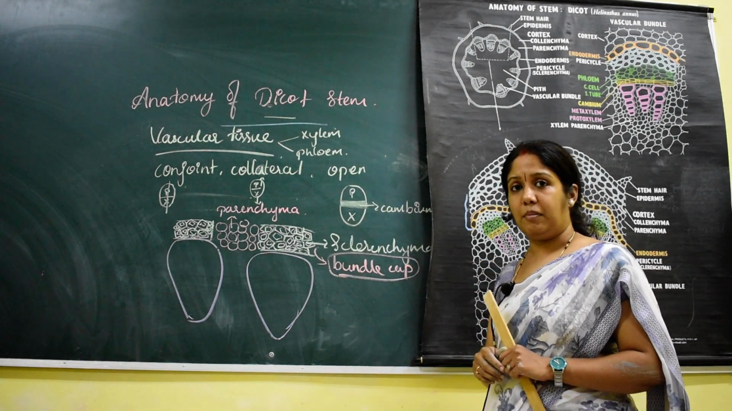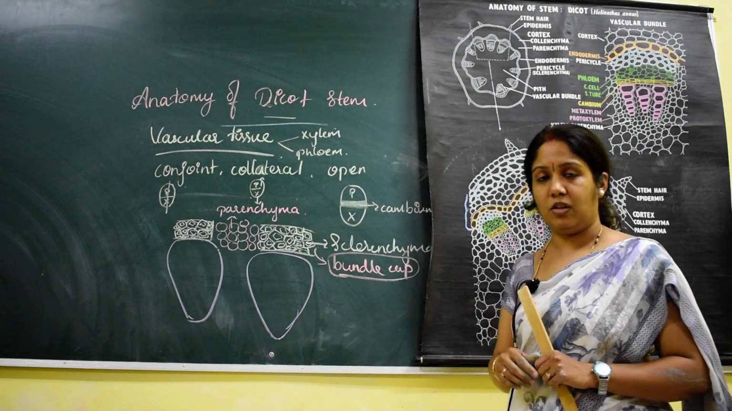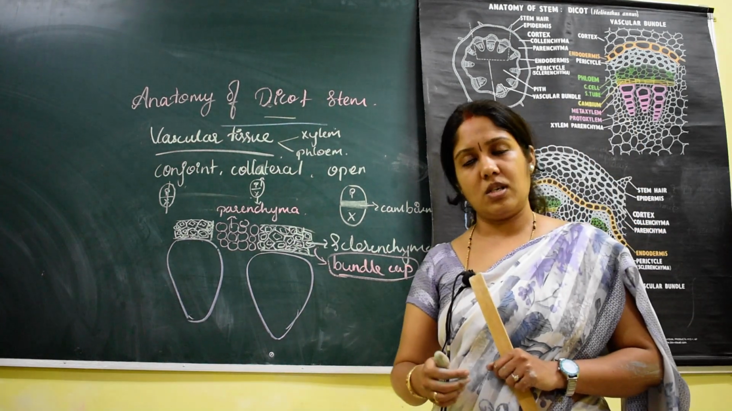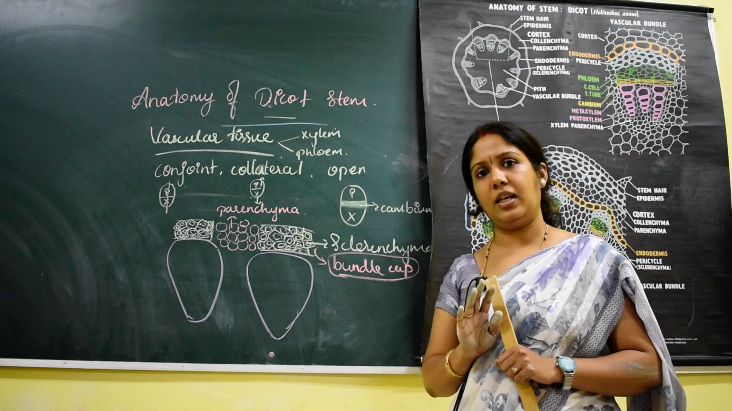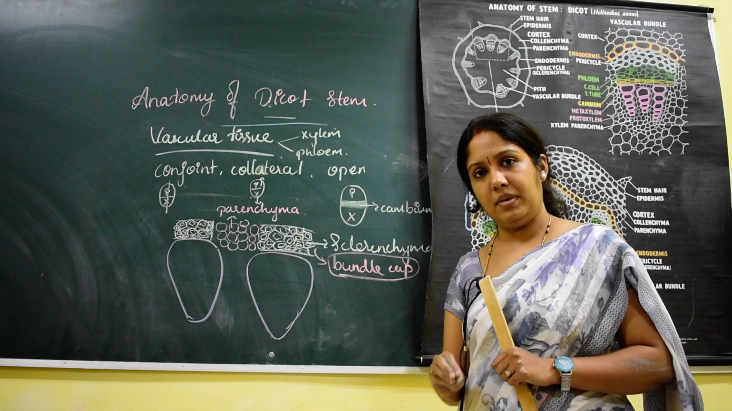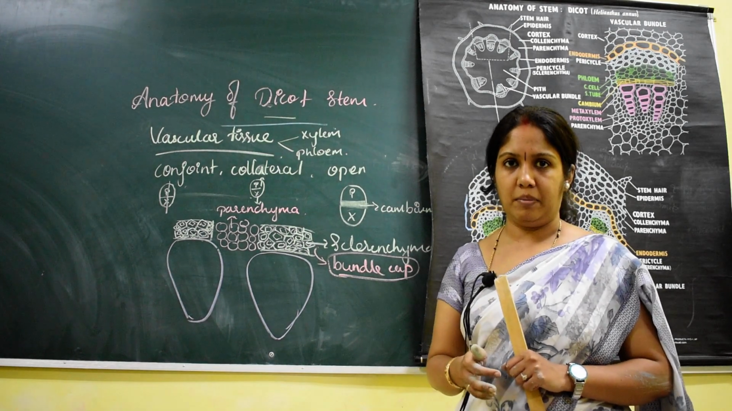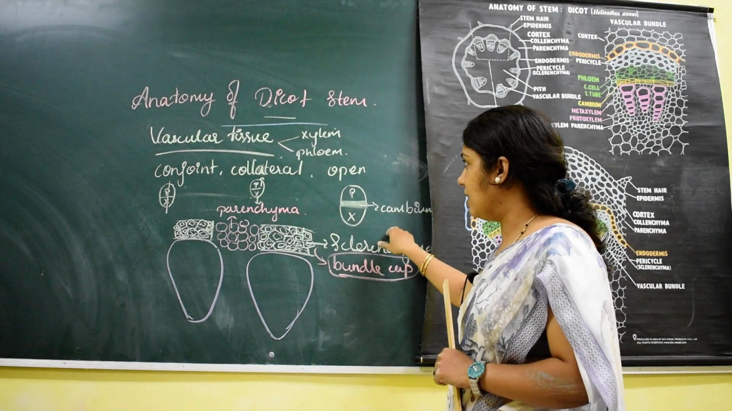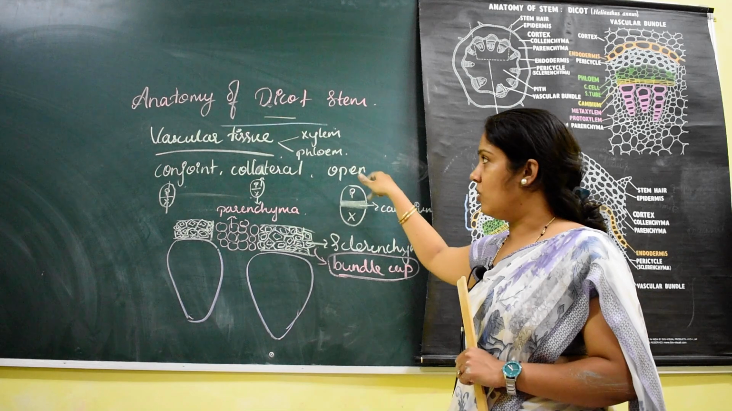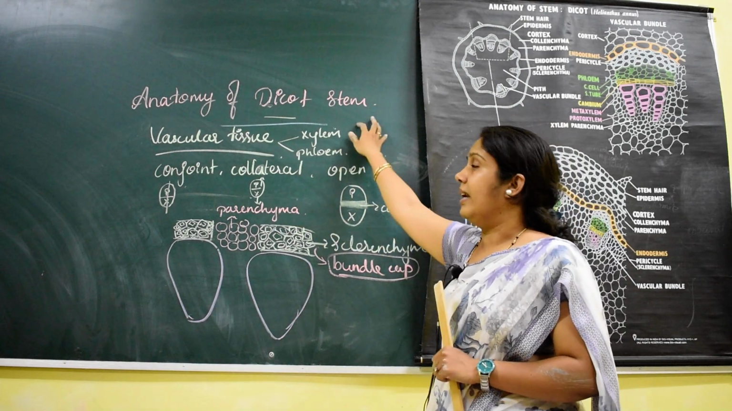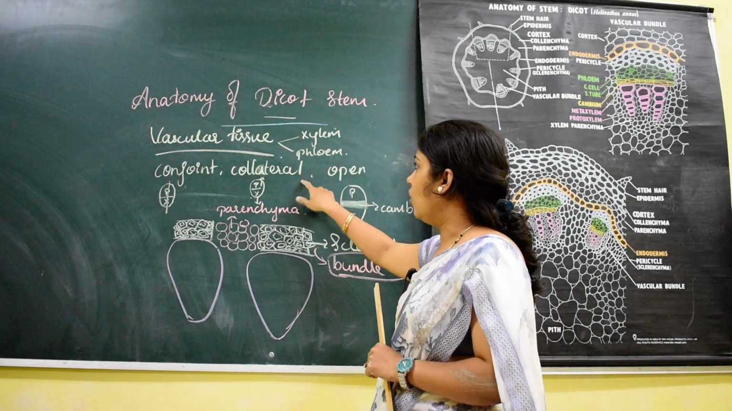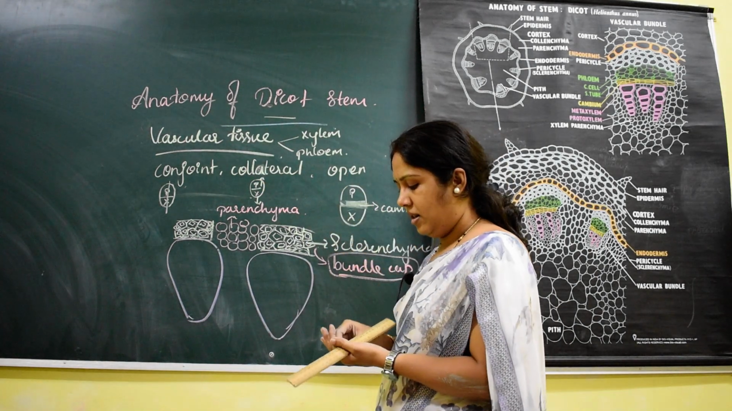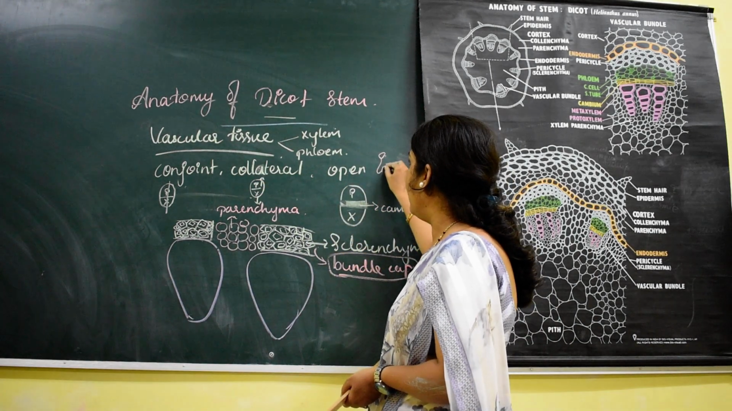There is another type, closed type, which is seen in monocots. Closed type vascular bundle means there is no cambium between the xylem and phloem. If the cambium is absent, it is closed type. If the cambium is present, it is open type. The open type is mainly seen in the dicot stem. So it is conjoint, collateral, open, and it is endarch.